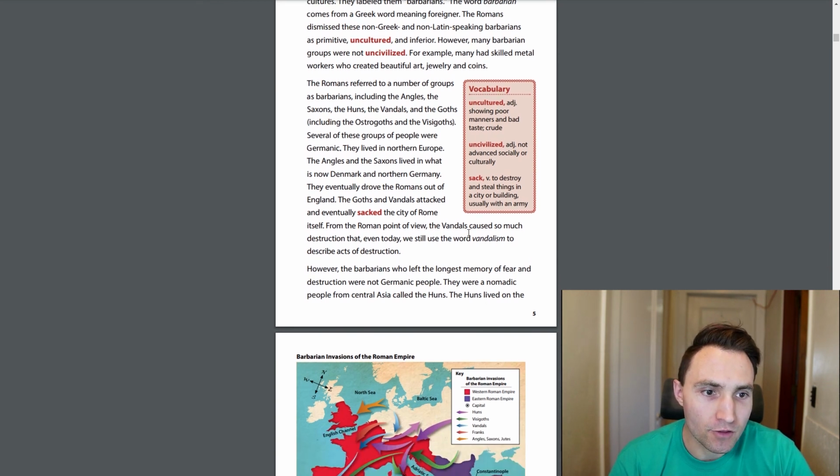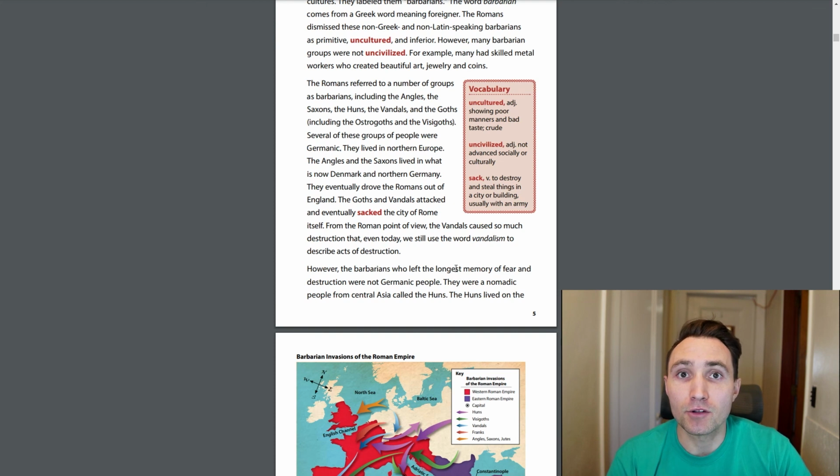From the Roman point of view, the Vandals caused so much destruction that even today we still use the word vandalism to describe acts of destruction. So you probably know that graffiti, or painting on buildings that don't belong to you, is considered vandalism, or destroying people's property is considered vandalism. So now we learn what that came from. It came from the Vandals, who in the Middle Ages attacked Rome and destroyed Rome and sacked it, as we learned about in the vocabulary word. And now we use the word vandalism.